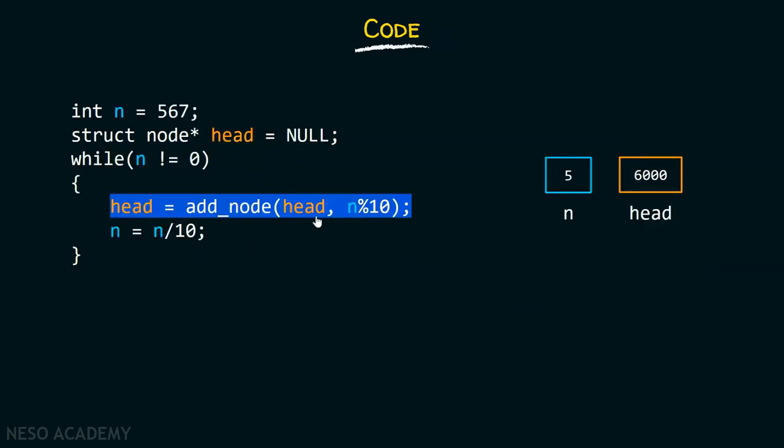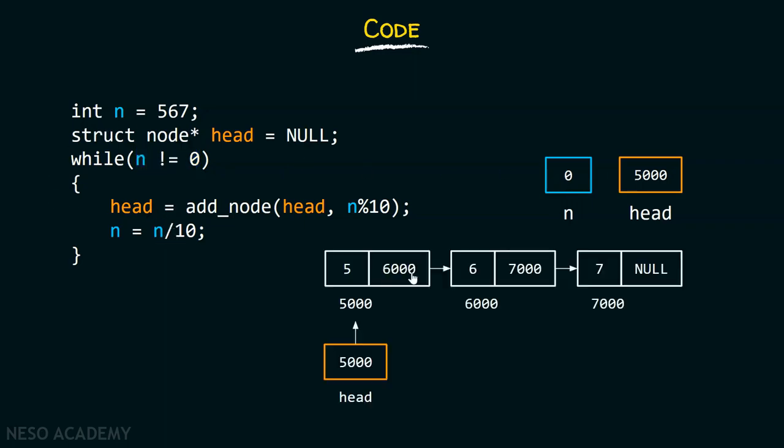And here this head pointer will receive that address, that is 5000. And now we will update our n variable. And now we'll divide this value by 10. This will give us this particular value 0, because 5 divided by 10 is 0, right? And after this, we'll check this condition. Is n equal to 0? Obviously n is now 0, so we'll get outside of this while loop. So this is the resultant linked list so obtained. That is, we have this linked list where head pointer is pointing to the first node of this list, and you can clearly see this, that this linked list is the representation of the number 567.